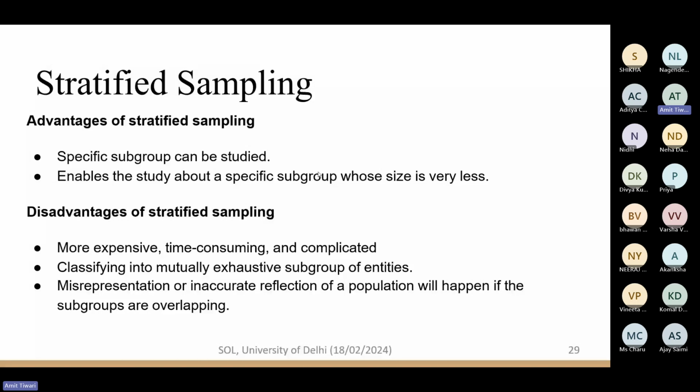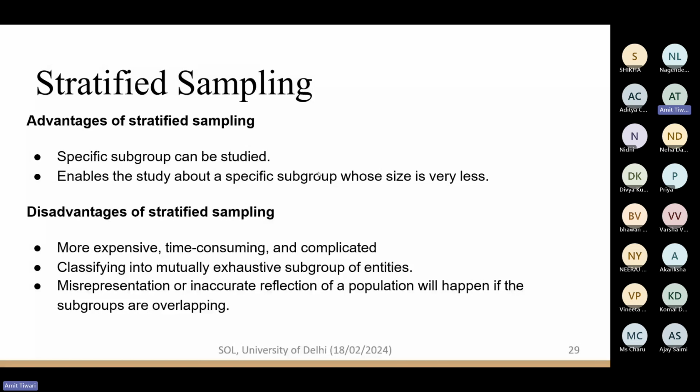The advantage of stratified sampling is that a specific group can also be studied, and it is more convenient than simple random sampling. But the problem is, since we are studying it by making multiple strata, it will be a little time consuming and expensive also. You have to classify the mutually exclusive subgroups of entities. Everywhere it cannot be used also.